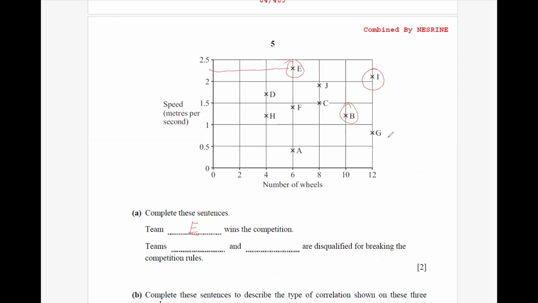And what about G? Sir, number of wheels is not given. I didn't say anything about the number of wheels, so yes, G didn't disqualify.